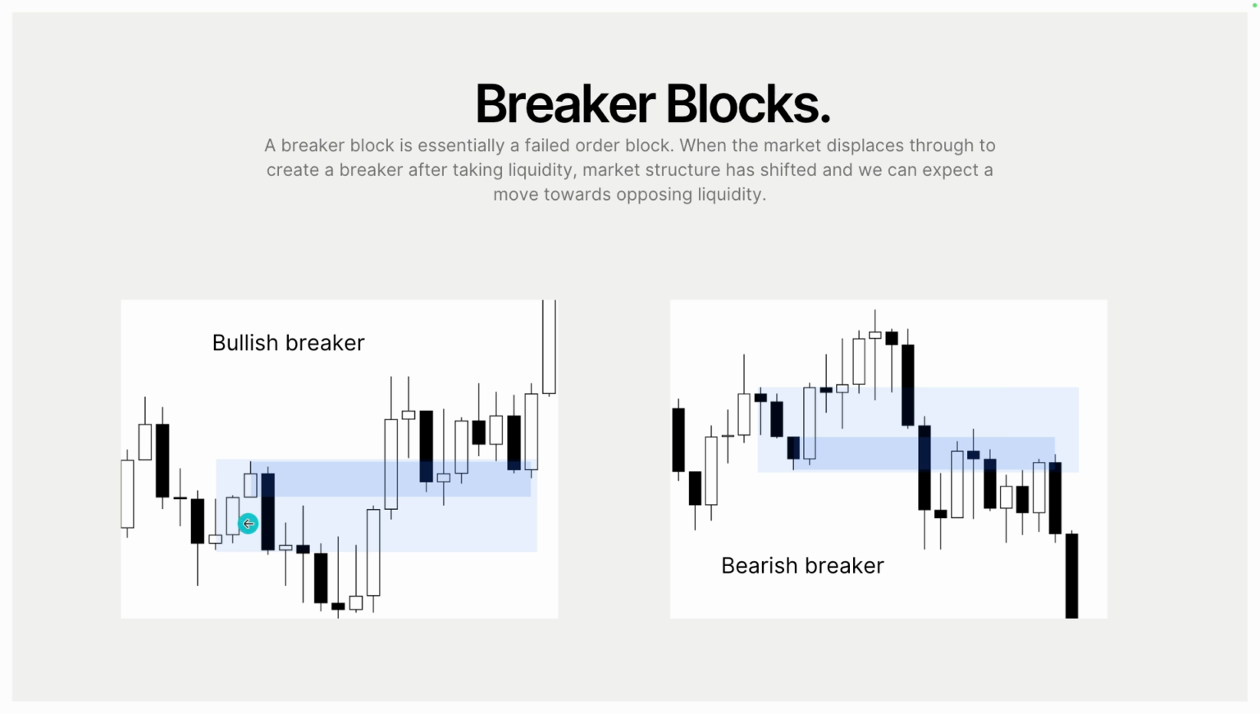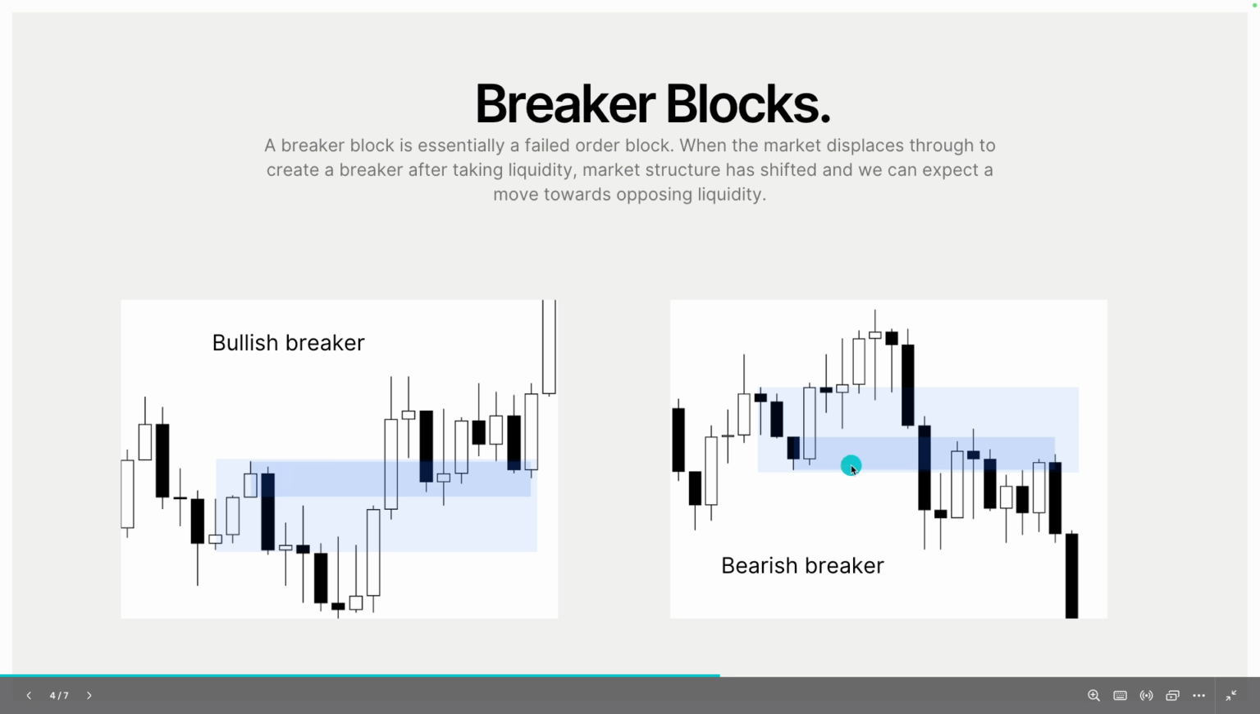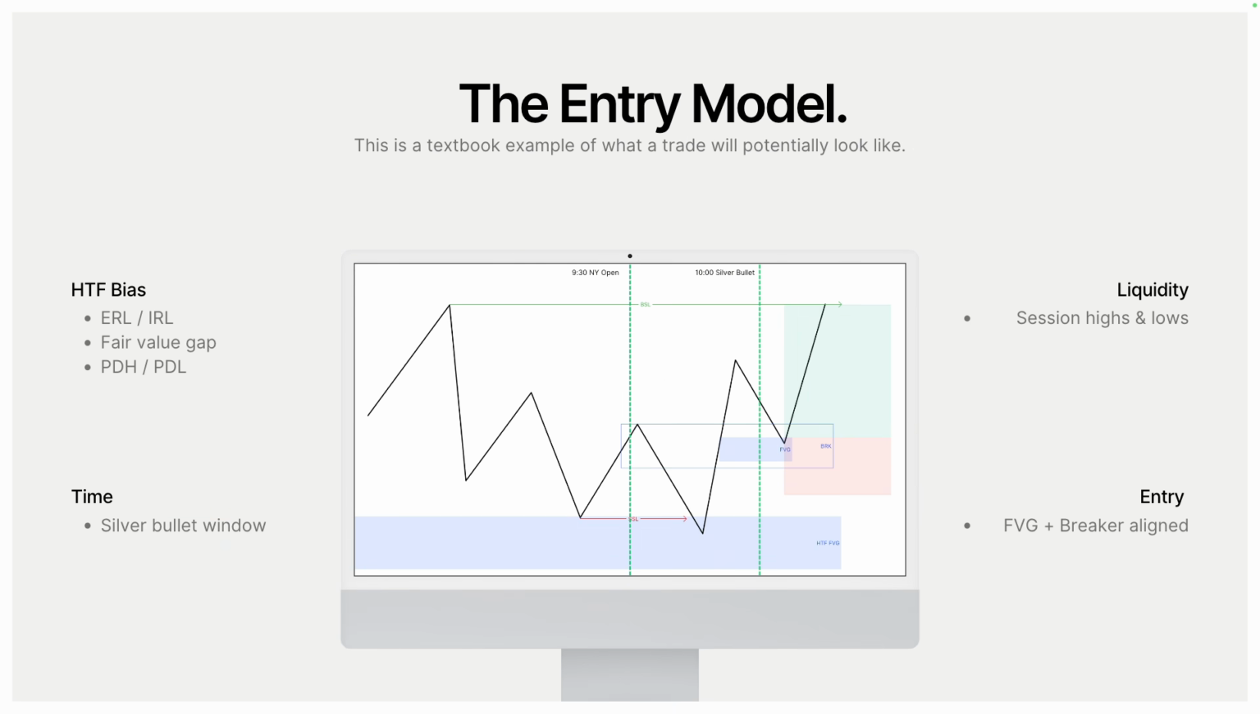We can then combine these 3 because we have 3 consecutive bullish candles. If we didn't, it would just be this candle here. And then obviously vice versa for a bearish breaker as well. Here's the entry model. We need a higher time frame bias, like I just said.